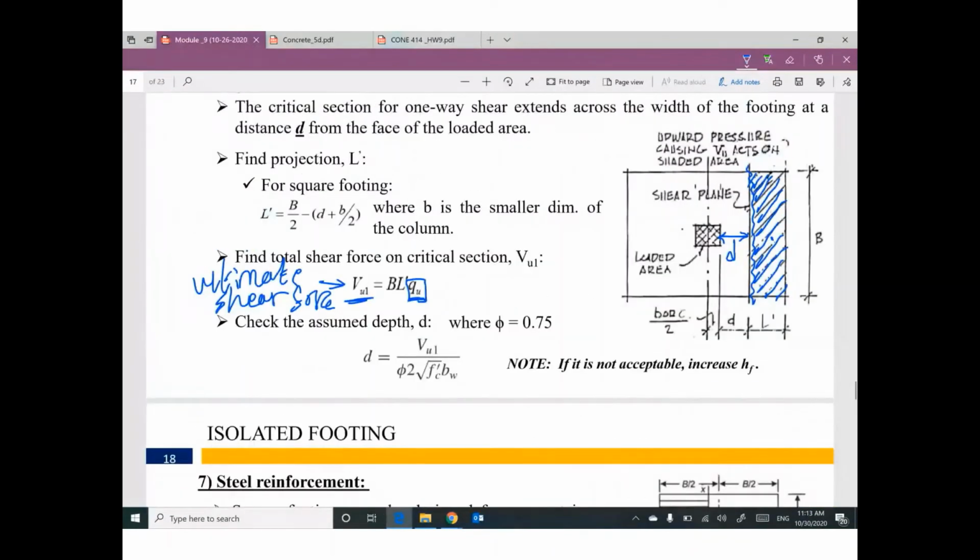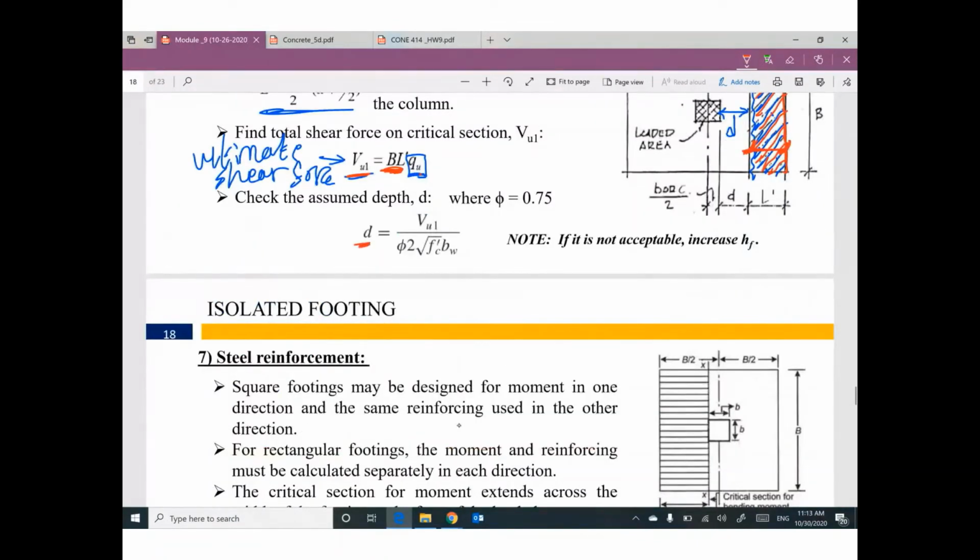These expressions are only to help you figure out what the length is here. Because if you know the length and multiply it by this b, I can figure out this area. Once you get this area, multiply it by q ultimate, which is the ultimate soil stress, and I can figure out the V ultimate. To check for depth, I can use this expression, V ultimate in pound, f prime c in psi.